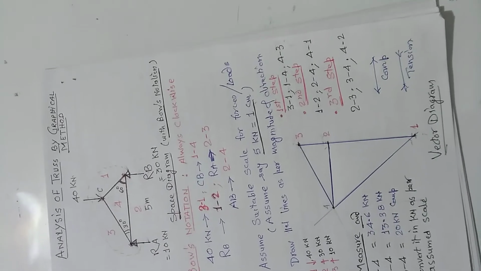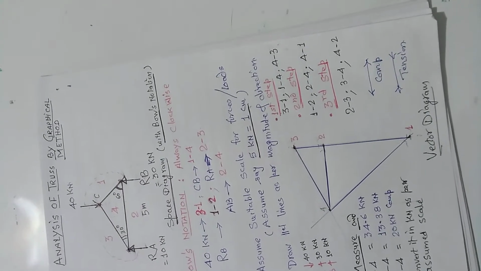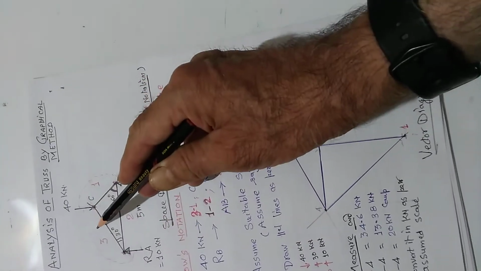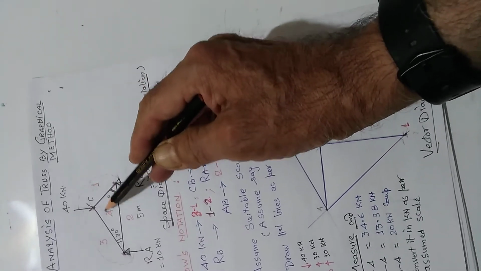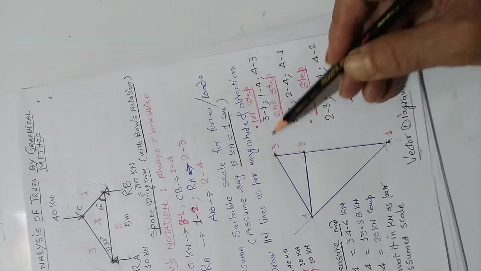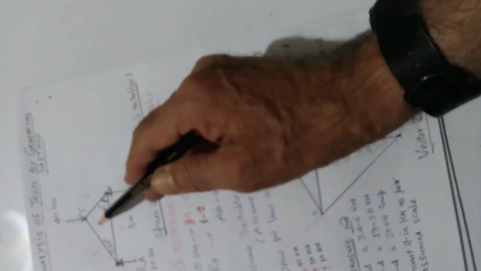Now the question is, which is the compression member and which is the tension member. If I start from say 3 or start from 1, 1 4 4 3 3 1. Just see. I am starting from 3 here. 3 1 around the joint.